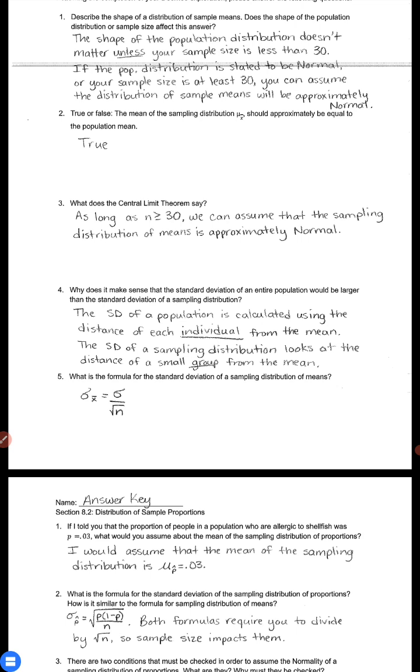Number 3 talks about the central limit theorem. So what is that? The central limit theorem says that as long as our sample size is greater than or equal to 30, we can assume that our sampling distribution of means is approximately normal or bell-shaped. And the reason that is true is because when you get small sample sizes, outliers have a bigger impact. So let's say you have a sample of size 30, and you get one person on your survey who feels very, very strongly about something. Their results are going to have more of an impact in a smaller group than they would if you were sampling a group of size 100.